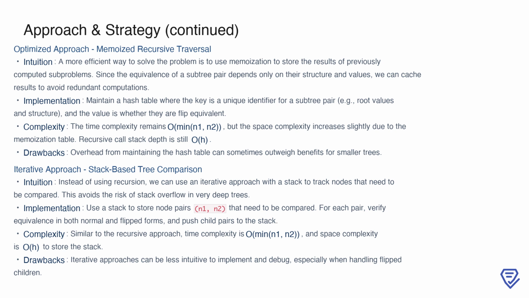On the other hand, we also have an iterative approach that uses a stack to compare nodes. Instead of relying on recursion, we explicitly track node pairs that need comparison. For each pair, we check equivalence in both normal and flipped forms, then push the child pairs onto the stack for further evaluation. This method is advantageous for avoiding stack overflow in deep trees, but its implementation can be more complex and less intuitive. Both of these optimized approaches provide alternatives to the brute force method, each with its own trade-offs.